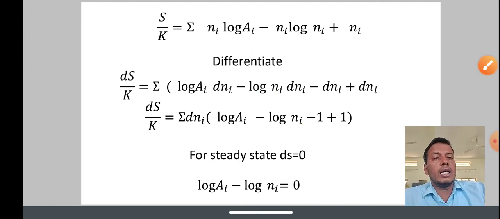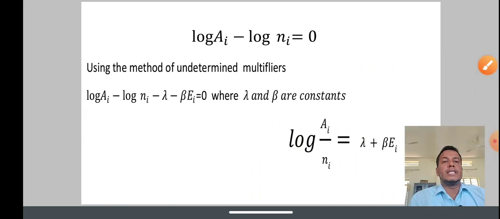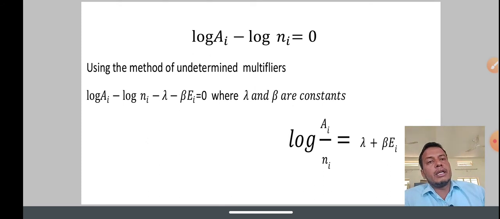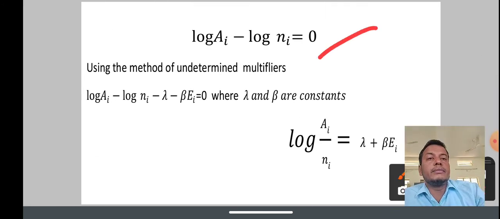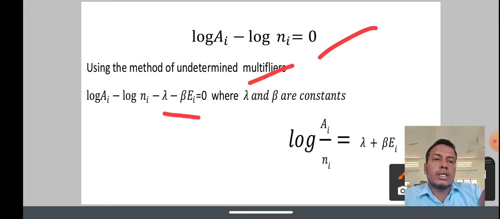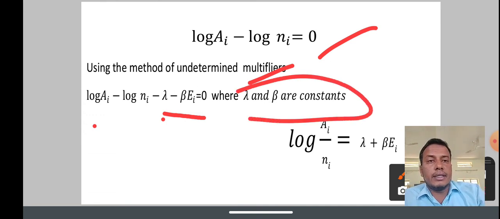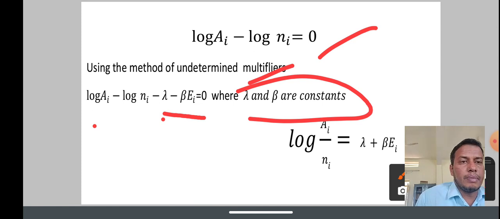This law is applied using the undetermined multipliers, the Lagrange's undetermined multipliers. This value can be corrected as log A_i minus log N_i equal to 0, and using the undetermined multipliers we can write it down the same way. Two constants are used, that is log A minus log N_i minus lambda minus beta E_i equal to 0, where lambda and beta are the constants here. E_i is the energy of the ith particles.